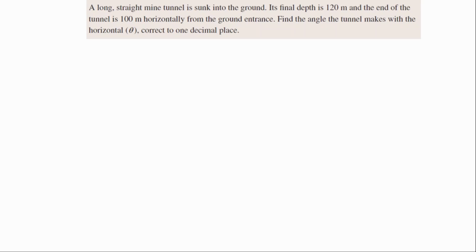It says a long straight mine tunnel is sunk into the ground. Its final depth is 120 meters and the end of the tunnel is 100 meters horizontally from the ground entrance. Find the angle the tunnel makes with the horizontal correct to 1 decimal place. So let's start off by drawing the shape here. We've got a long straight mine tunnel like that, and it's sunk into the ground. Its final depth is going to be 120 meters. So that's the depth there, and at the end of the tunnel is 100 meters horizontally from the ground entrance.